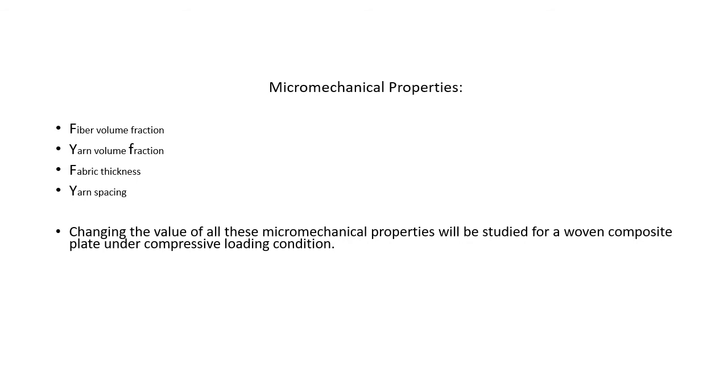So what are the other properties that we are going to check? We will see the effect of fiber volume fraction on the buckling load. Then we will see the yarn volume fraction. Then we will see the fabric thickness, and finally the yarn spacing. So these are the 4 different micromechanical properties that we are going to study. This is the summary, we can say. Changing the value of all those micromechanical properties will be studied for a woven composite plate under compressive loading condition.